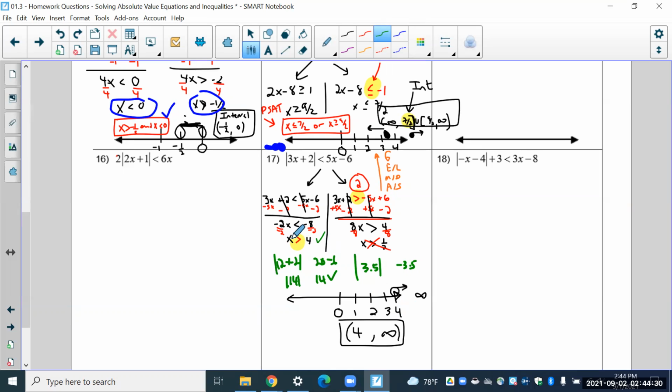So the answer is x is greater than 4, and that's for algebra 1. But look for the domain. Nothing, nothing, nothing, nothing, nothing, nothing, beep to infinity. So in algebra 2, we have open circle, parentheses, 4 to infinity.